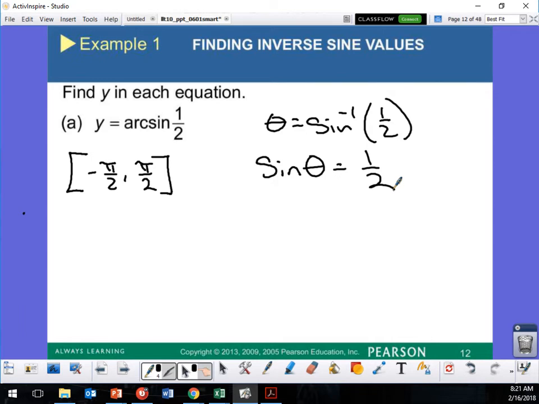Okay, so it's going to be 30 degrees. Now, if your interval is given to you in radians, like this, therefore my answer has to be in radians also, right? So pi over 6. So my theta is pi over 6.